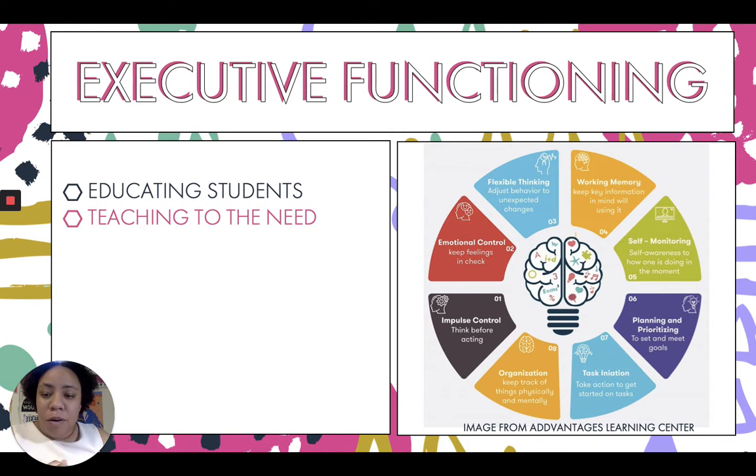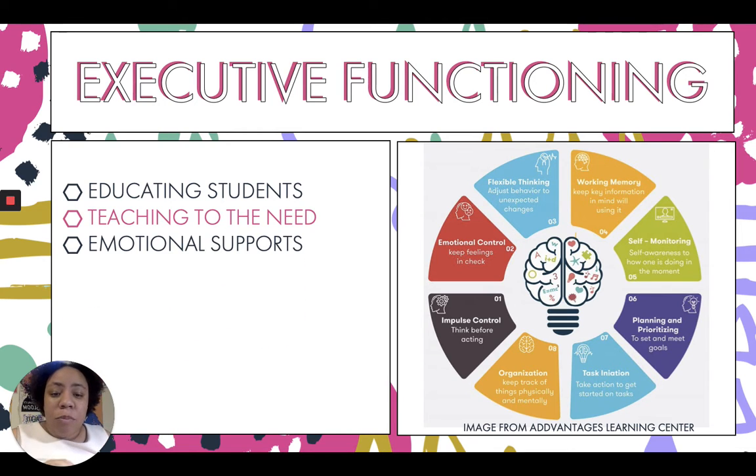So the next part is teach to the need. Understand your students in a way that allows you to analyze exactly what they need to feel supported, and don't give them what they don't need. And I'll explain that a little bit later. Also, providing the emotional supports for students to learn successfully in your classroom. All students should be able to connect with you as the teacher and be able to learn from you. And I'm going to talk about some things that can help you be able to do that.